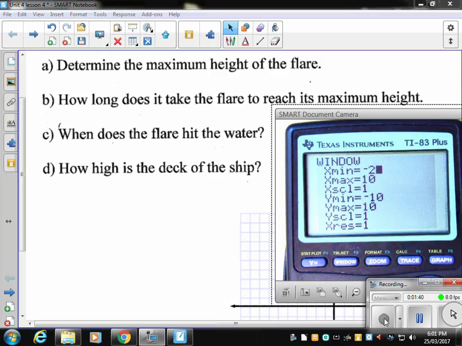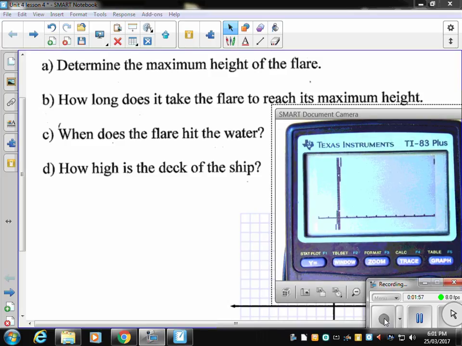My Y max, I'm a little suspicious, should be a little bit bigger though. I think flares could go pretty high. I'm just randomly choosing the number 50, but I think I need a large Y max value. Let's see what we see. Okay. I can only see that y-intercept of 8. I need a lot bigger y max.